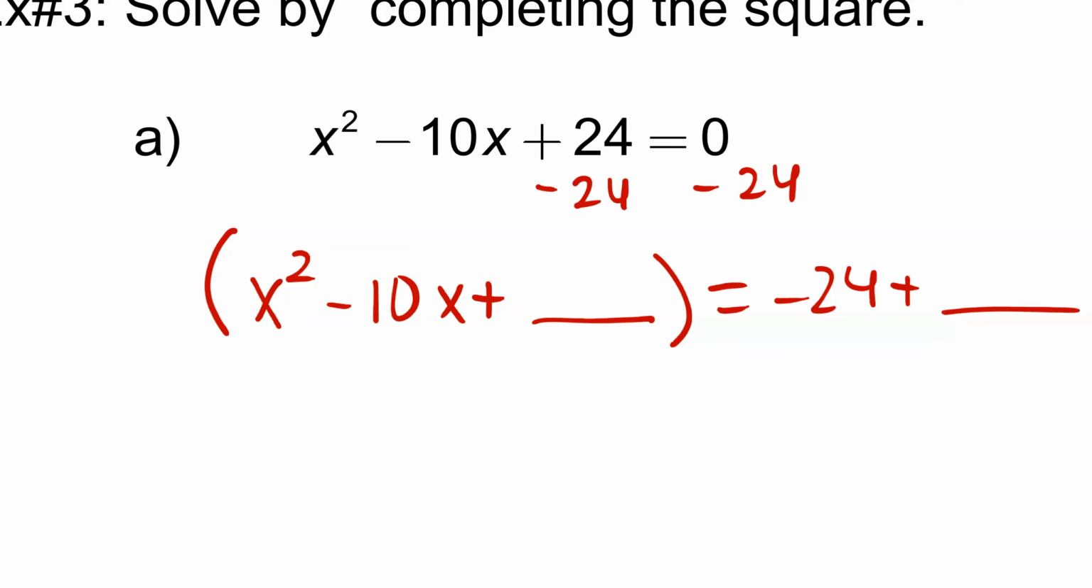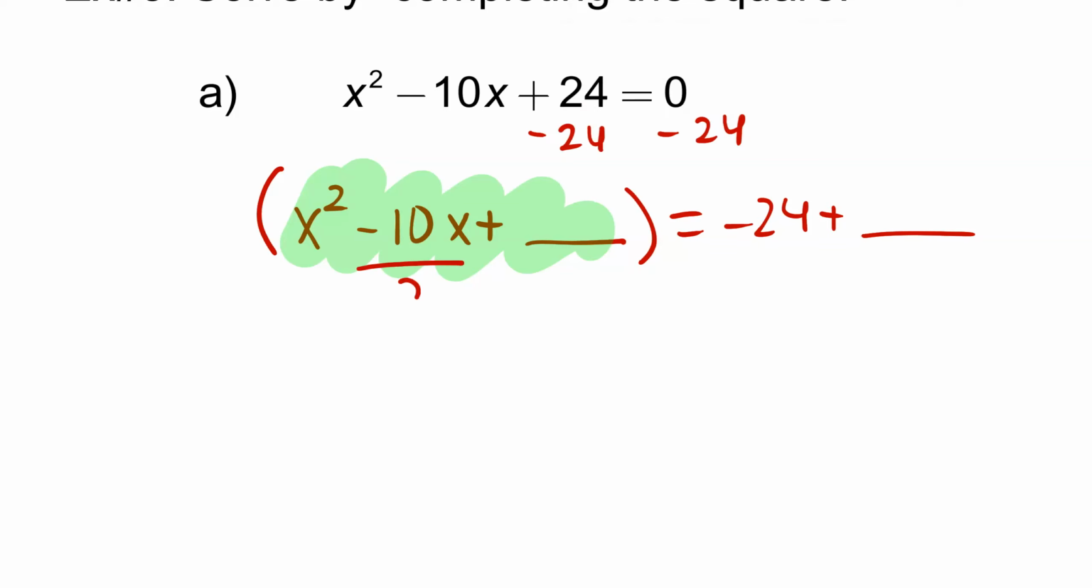This portion right here is just like what we did up here. What's my mystery number? What should I add so that the stuff in the parentheses would be a perfect square trinomial? So, ready? What is half of negative 10? Negative 5. And what is 5 squared? 25, right? Negative 5 squared is 25. So I put 25 here.